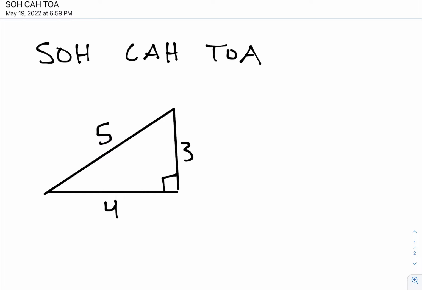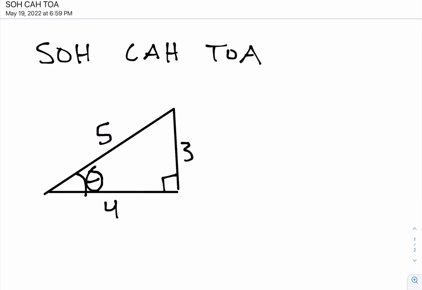So SOHCAHTOA, first let's focus on the SO. We're not going to worry about the CAHTOA yet, but it's all kind of the same idea. So SO means that the sine of an angle is equal to the opposite over the hypotenuse. Okay, what the heck does that mean? Well, let's say we have an angle we're looking at here. We're trying to figure out what this angle is.